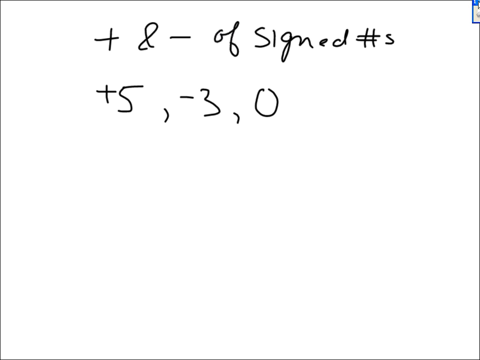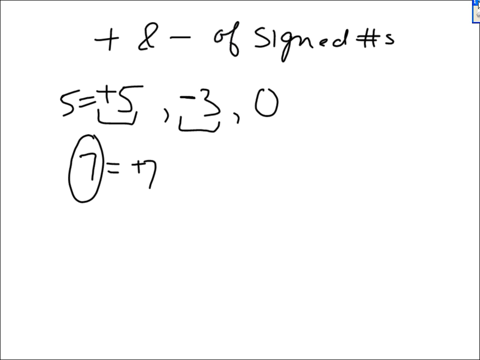The number 0. It's neutral. This is a positive number, which is the same as just 5. And this is a negative number. A negative number must have the sign in front of it. The number 7 is understood to be positive 7. So if I give you 7 and I say, is that a positive number or a negative number? You should say, oh, it's a positive number. I see that imaginary positive sign there.